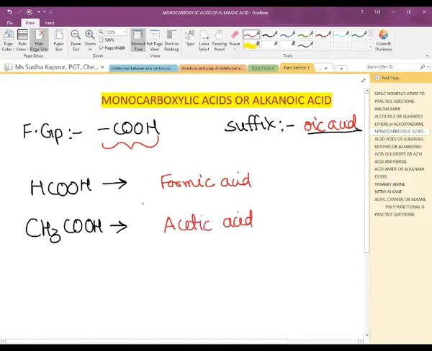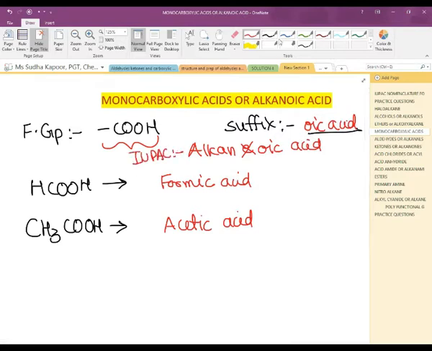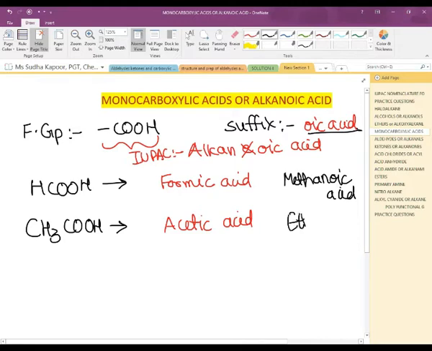But in the IUPAC, we call it by the name of the alkane, removing E and adding oic acid. So in the IUPAC system, we call it alkanoic acid. So for the one carbon species, the alkanoic acid becomes methanoic acid. And for CH3COOH, we will be using ethanoic acid.